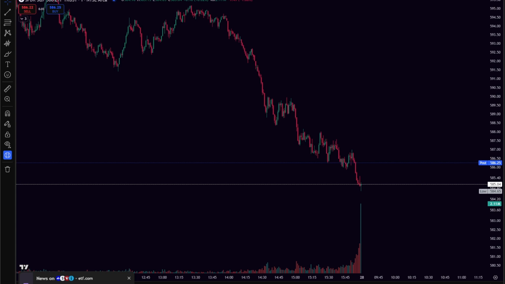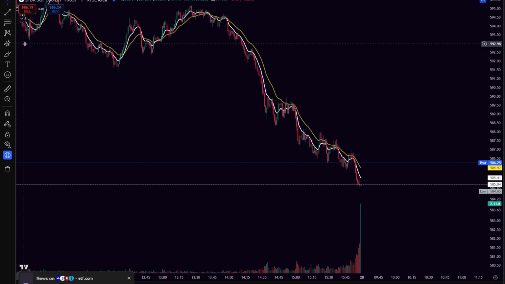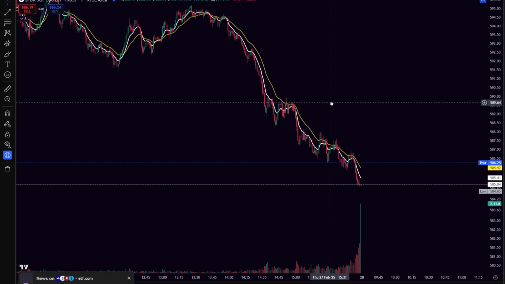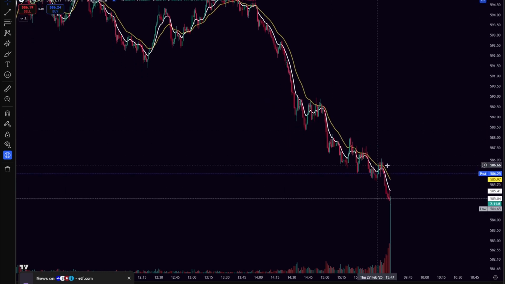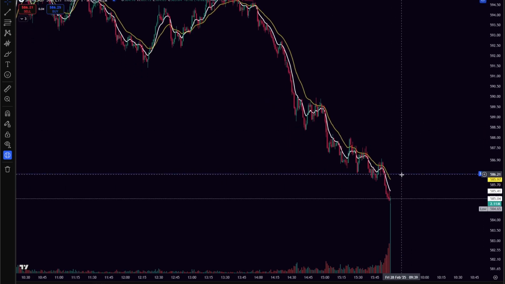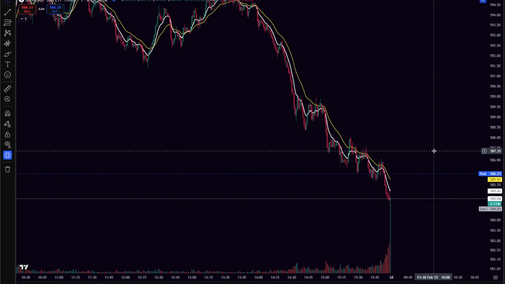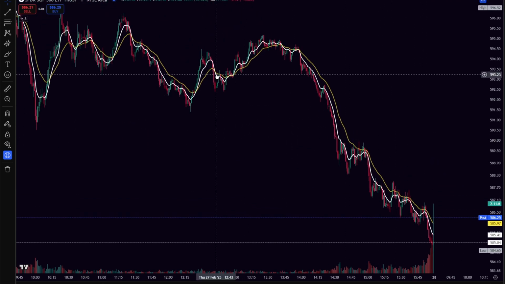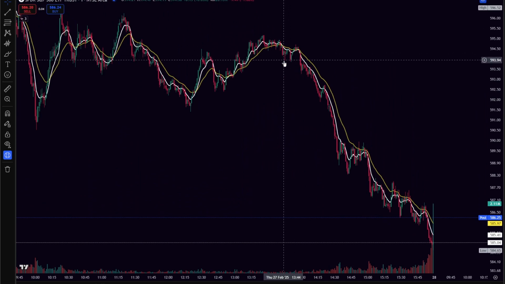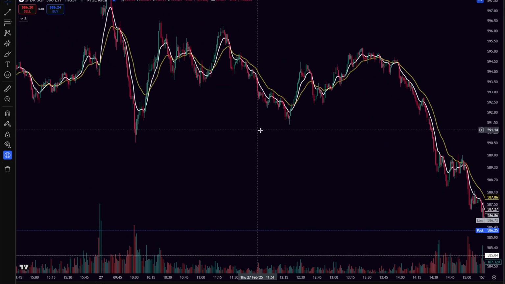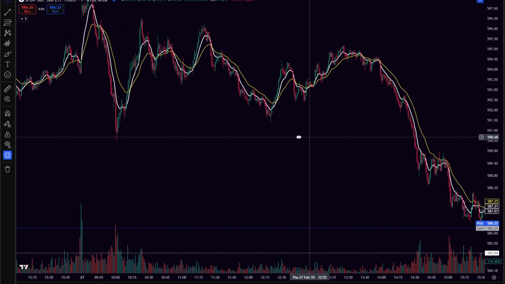A lot of people will use, so here we have the 8 EMA as white, we have the 21 EMA as yellow. A lot of people will just play the crosses of the 8 and the 21, and you could 100% do this. I 100% do this sometimes.